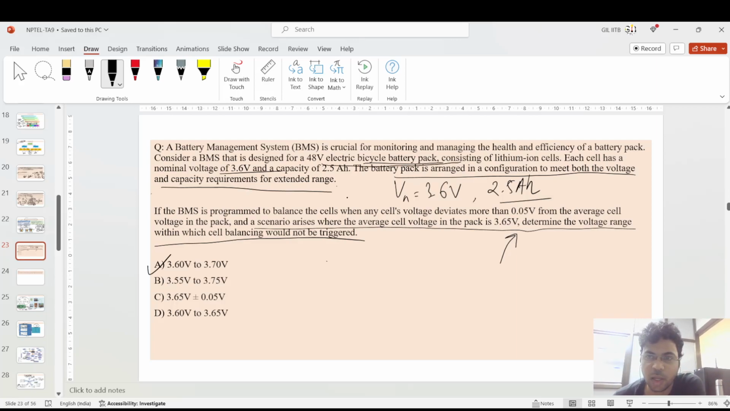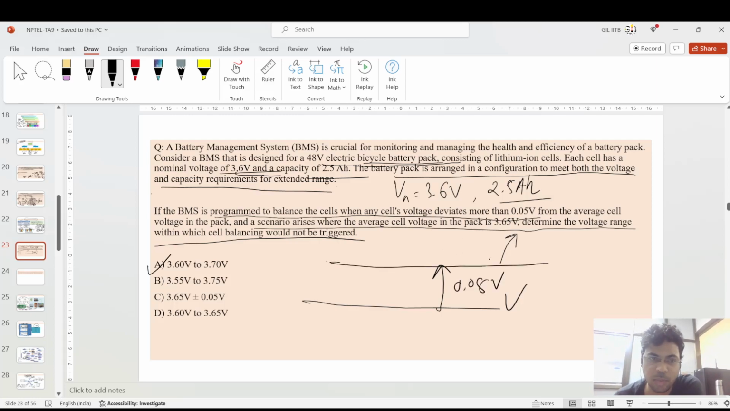Okay. Let me read the question. It says there is a certain voltage level of this bicycle battery pack, and each cell has a nominal voltage of 3.6 volt and 2.5 Ah. And it says that the BMS is programmed to balance the cells when the cell voltage deviates by more than 0.05, meaning this is the voltage level.